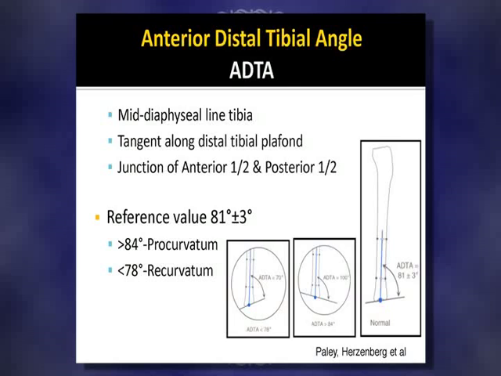And 83 degrees for the femur. So really you just remember three numbers, 87 on the frontal plane, LDFA, MPTA, and on the sagittal plane, 80 for the tibia, 83 for the femur. And you're there.